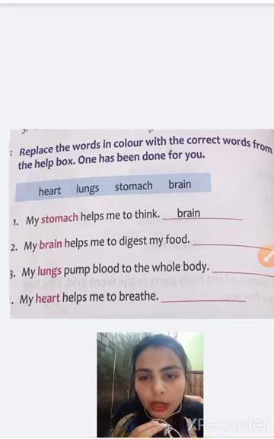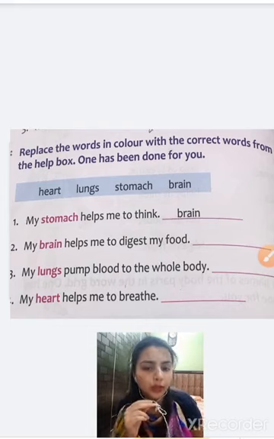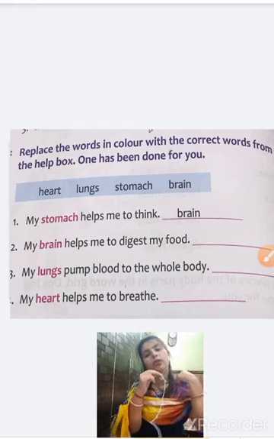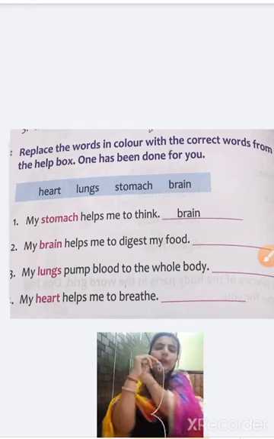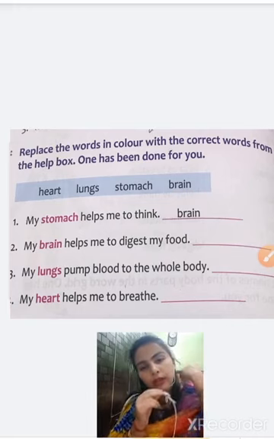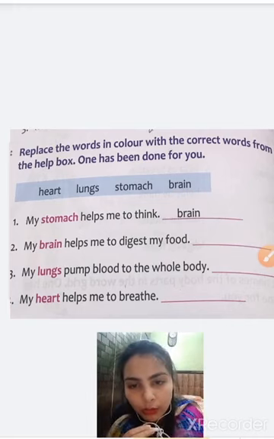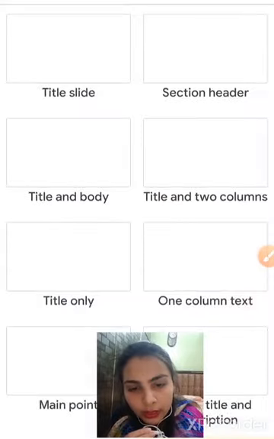See the first one. My stomach helps me to think. Does your stomach help you to think? No. What helps you to think? Your brain. See, it has been done for you here: brain. Similarly, you have to do the next one.